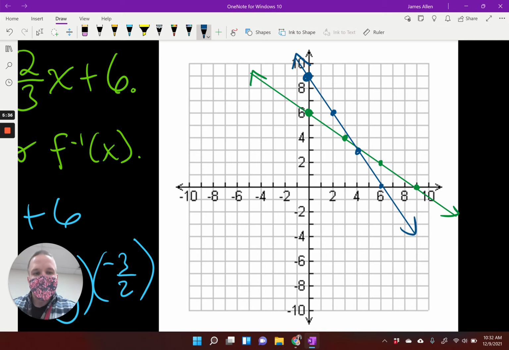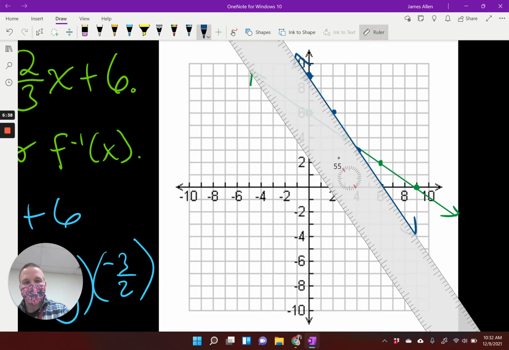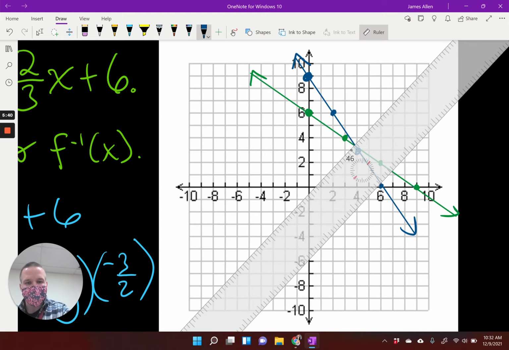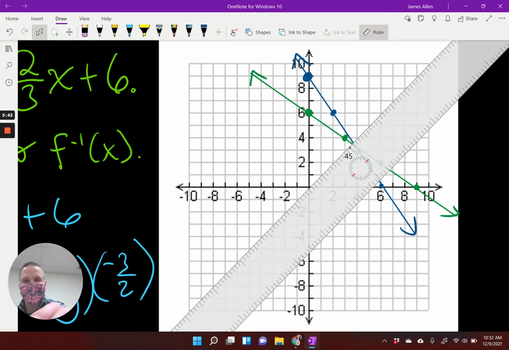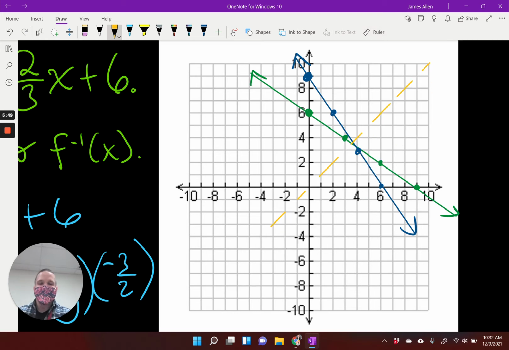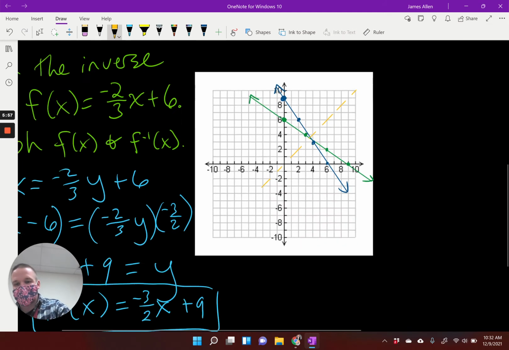Now what we can see is, if I pop that ruler back up and throw it down at a 45 here, and I were to put this yellow line, this y equals x line, you can see those two functions reflect over that yellow line.